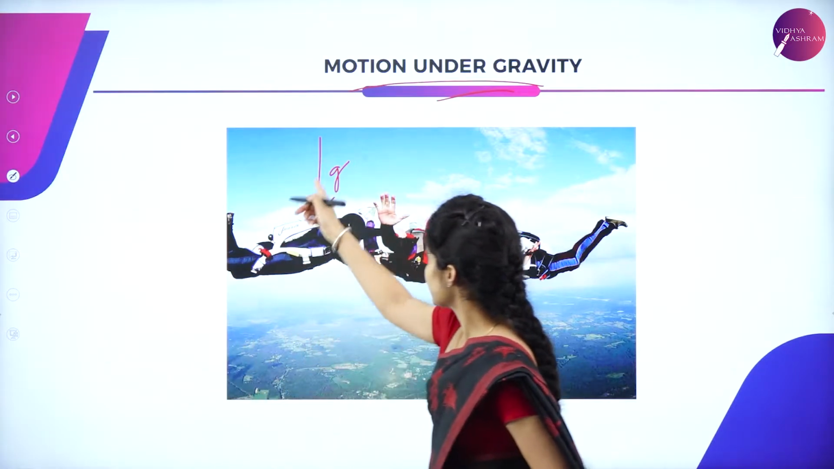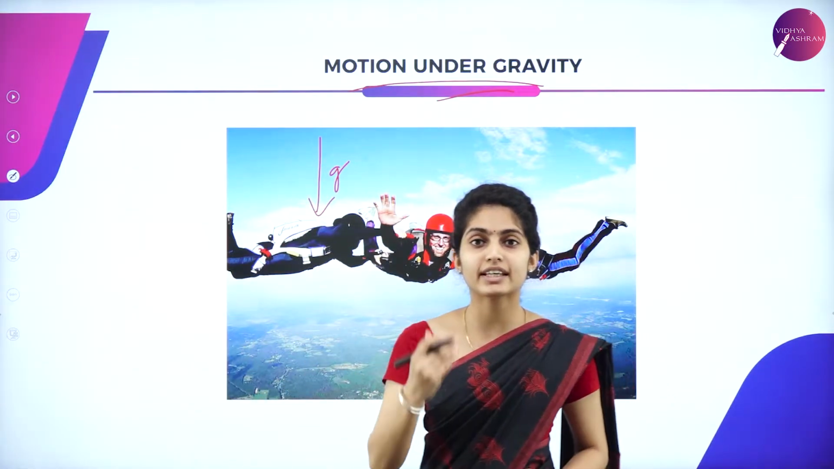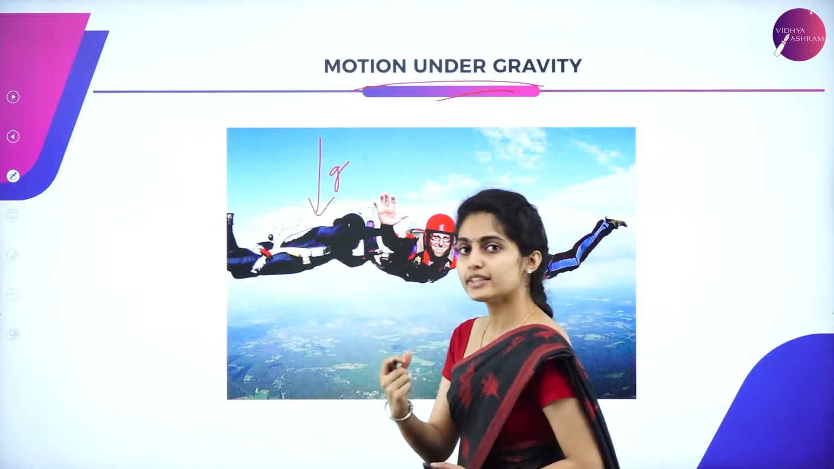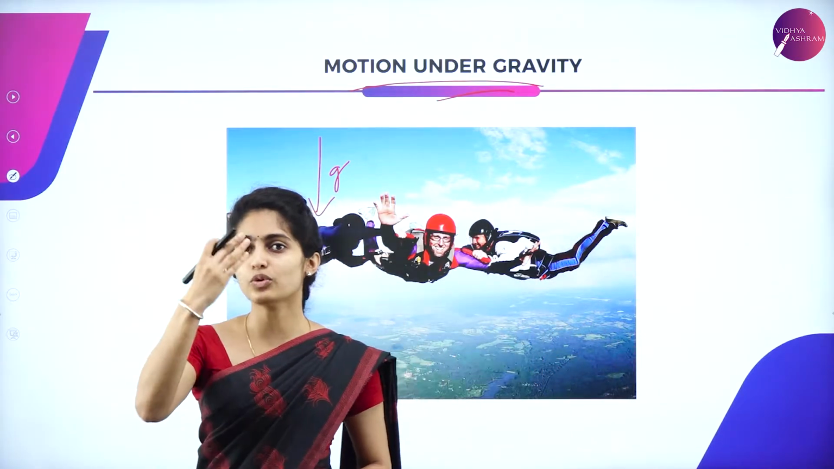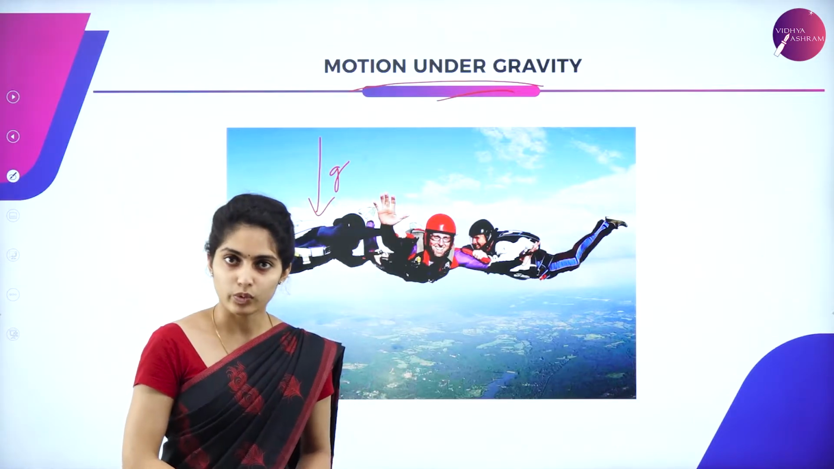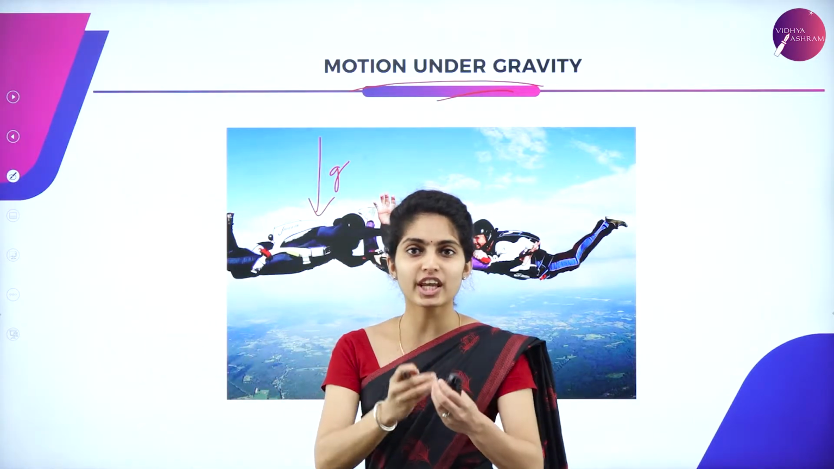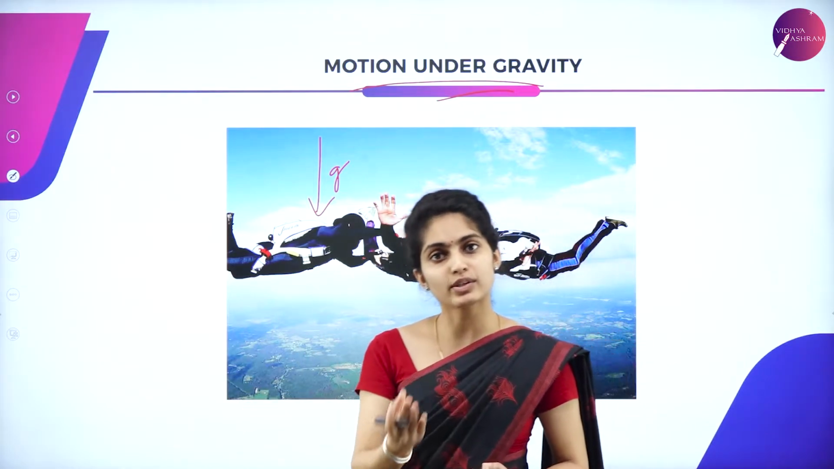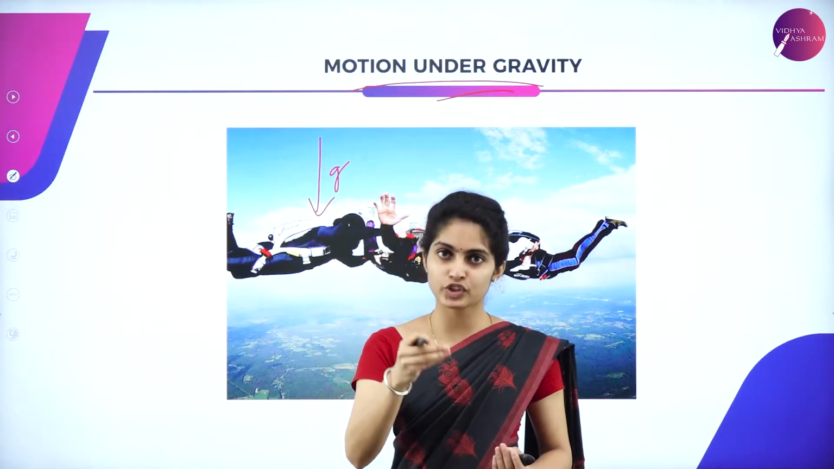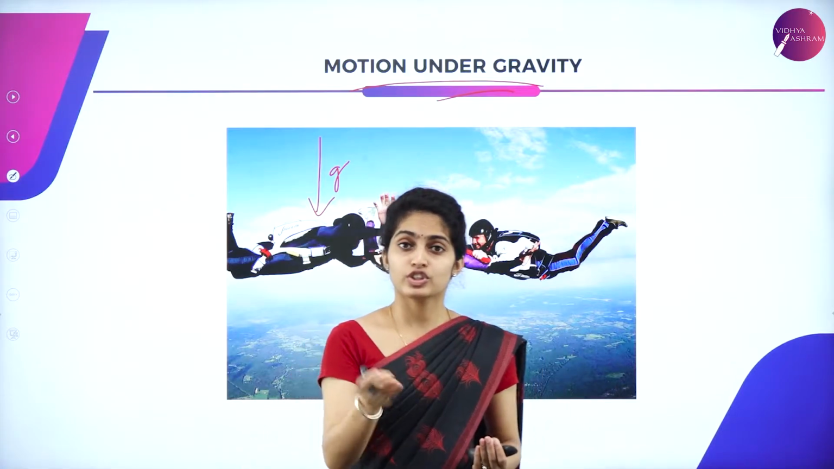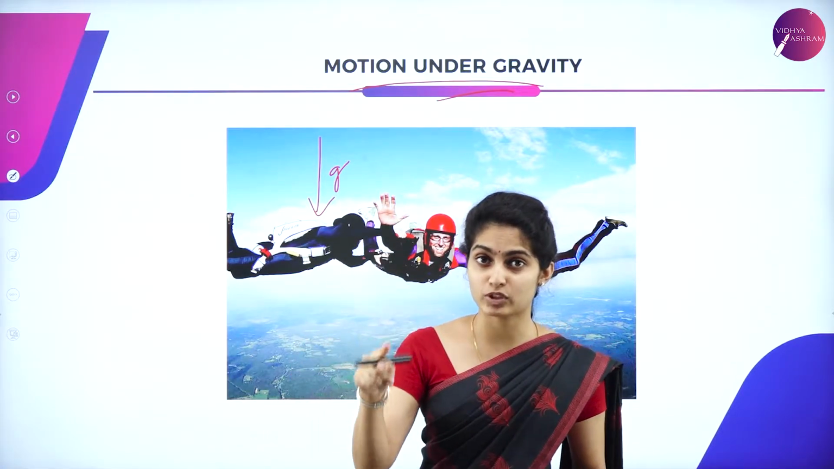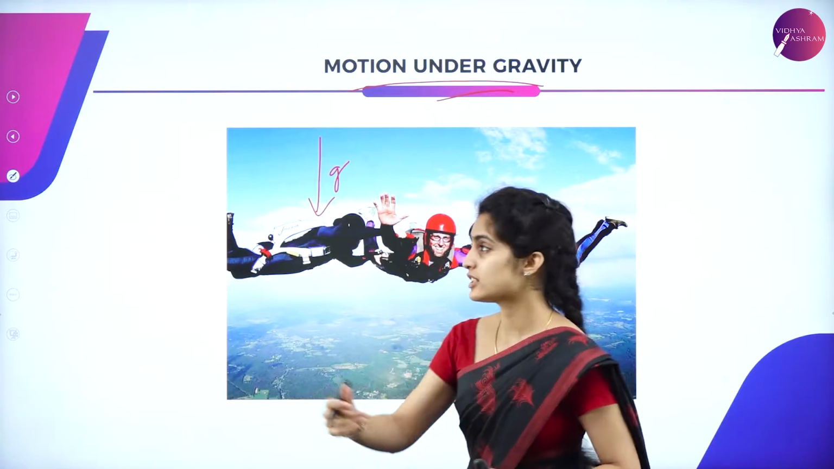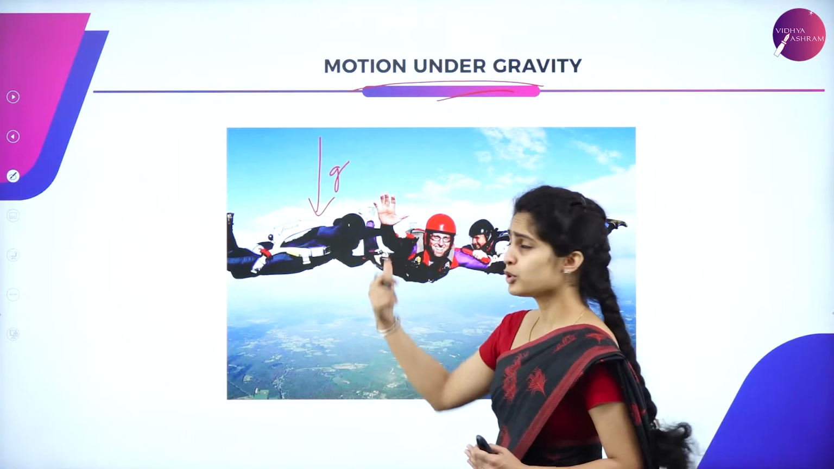So g is downwards, the gravity is downward, the pull which is acting on a body is downwards. That is why any object which is thrown upward will come downwards. As you all know, the change in velocity is nothing but acceleration. So what is velocity? It is the change in position with respect to time. The change in position with respect to time is velocity, and there is a change in velocity when the body is dropped from the top to the bottom.